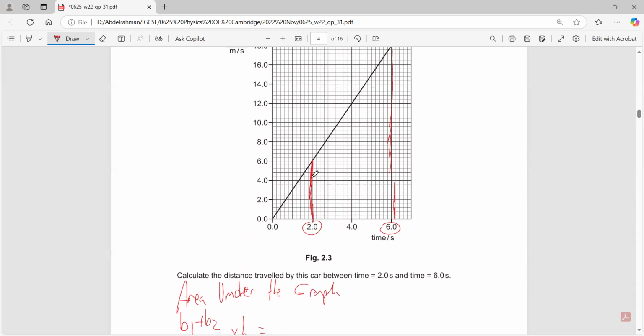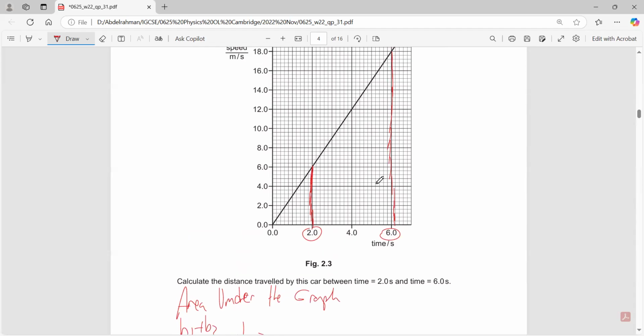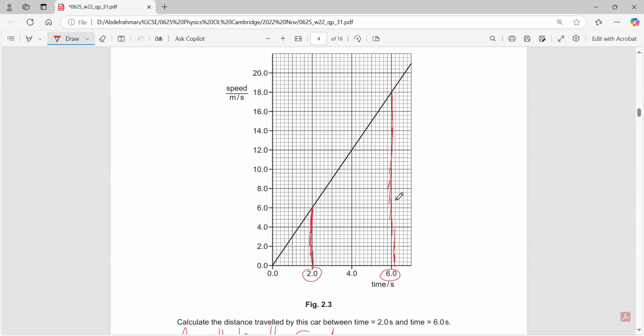What is base 1 and what is base 2? Base 1 and base 2 are the two parallel bases, which is this red line and the other red line. This red line was from 0 all the way to 6. So base 1 is 6. And base 2 is all the way up to 18. So base 2 is 18.